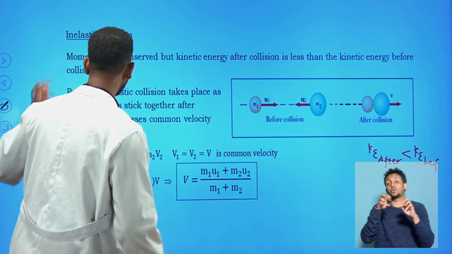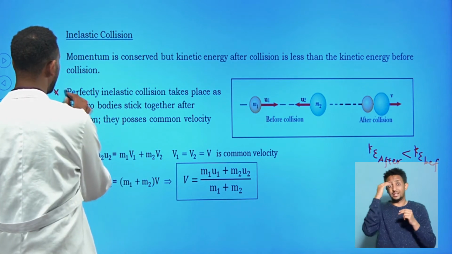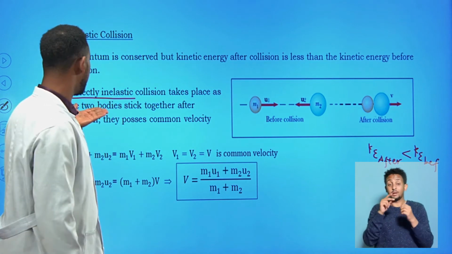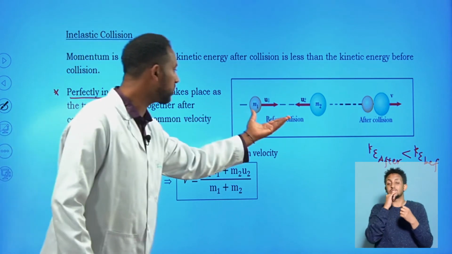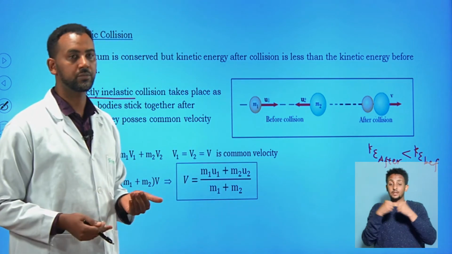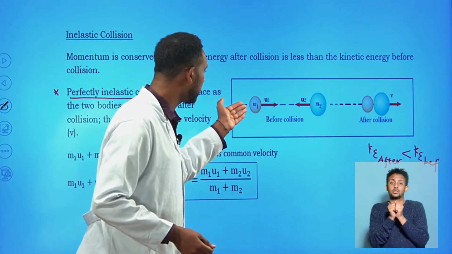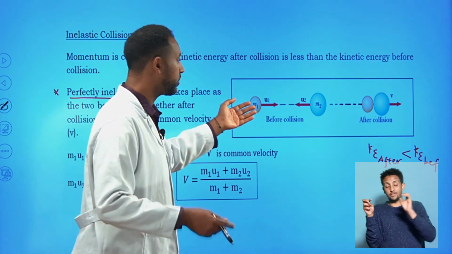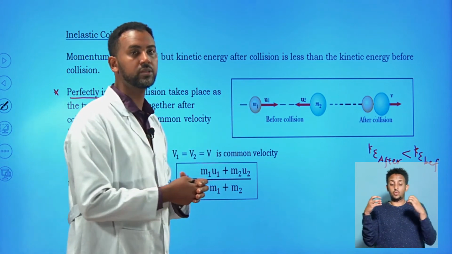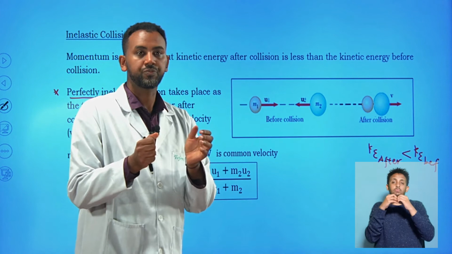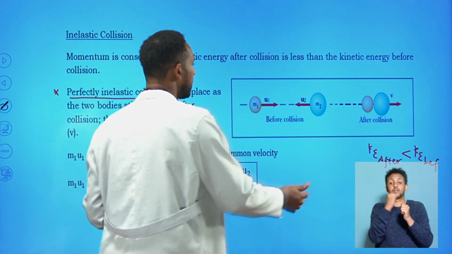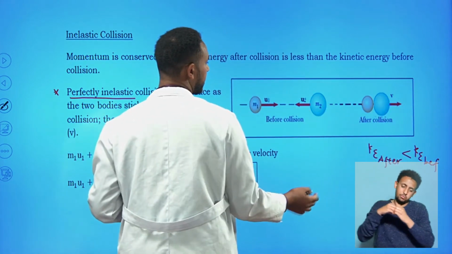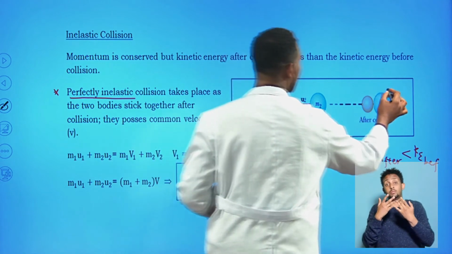The most common inelastic collision is the perfectly inelastic collision. A perfectly inelastic collision is a type of collision in which the two bodies stick together after collision. Let's say that particle 1 is moving to the right with u1 and particle 2 is moving to the left with u2. As these two bodies collide together, let's assume that they stick together or are embedded together. If so, the two bodies move in one direction, might be in this direction or in this direction. This velocity is known as the common velocity.